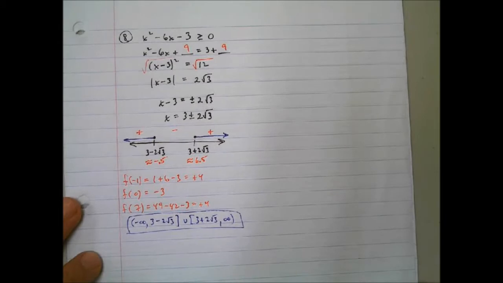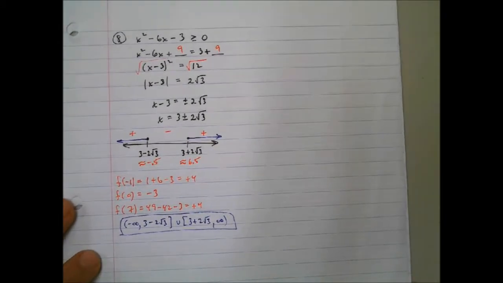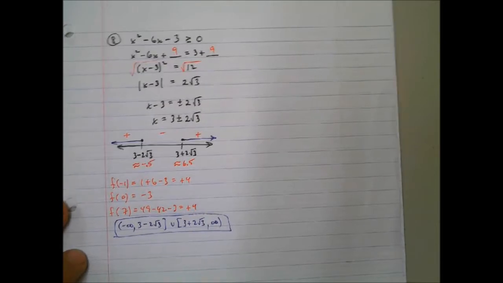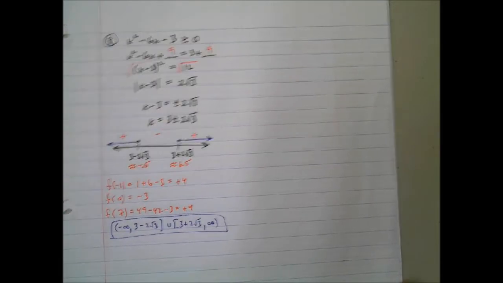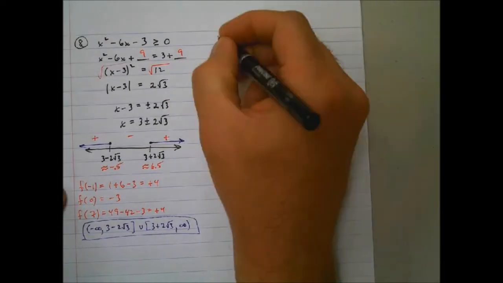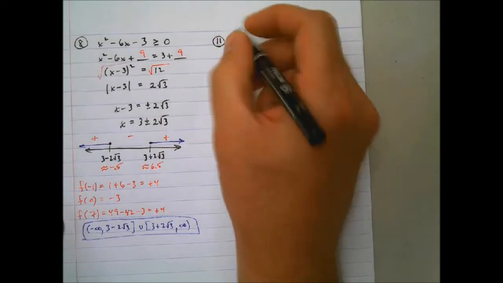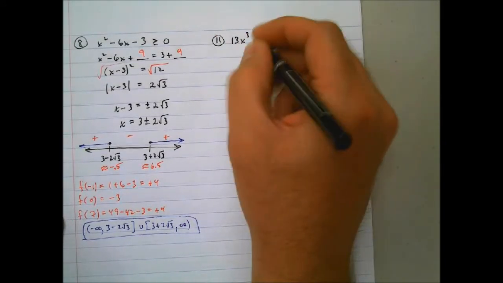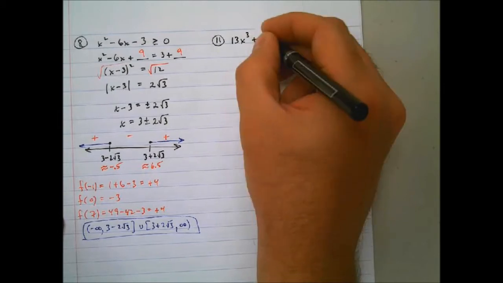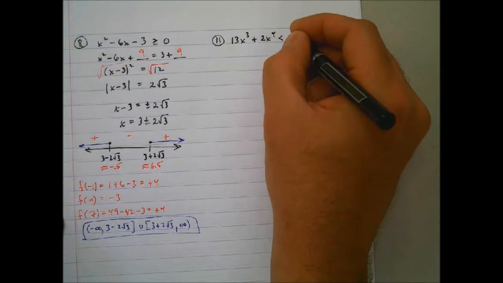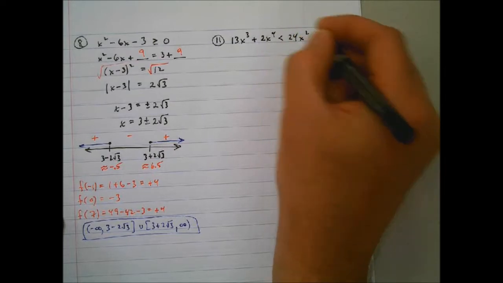Okay, so they don't always factor, but we can still get those zeros, the critical numbers there. And let's try one more. And let's make it number 11. Okay, so number 11, we have 13x cubed plus 2x to the 4th less than 24x squared.